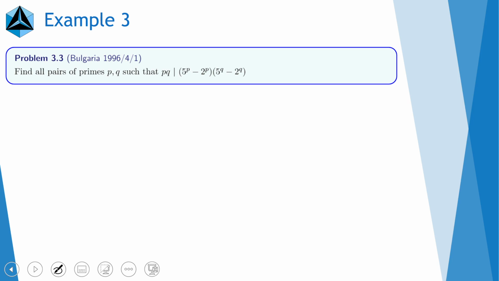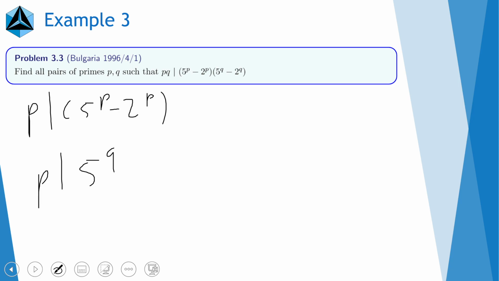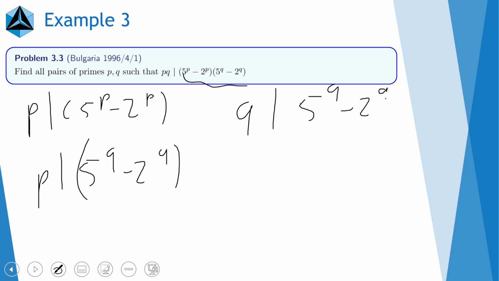So we know that either p, so we're going to start dividing this into cases, but we know that since p is prime, it has to either divide 5 to the p minus 2 to the p. But if it doesn't, then that means that it has to divide 5 to the q minus 2 to the q, or else there's no way for p to divide this quantity right there. And we also have the similar for q.